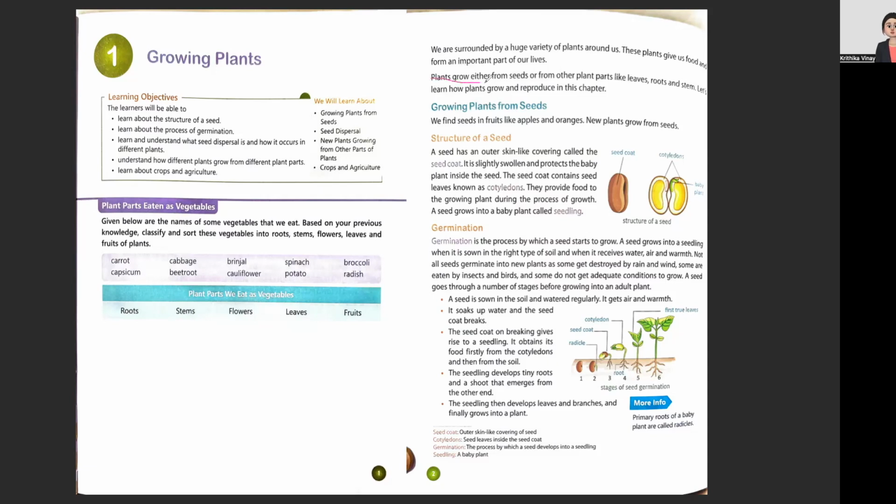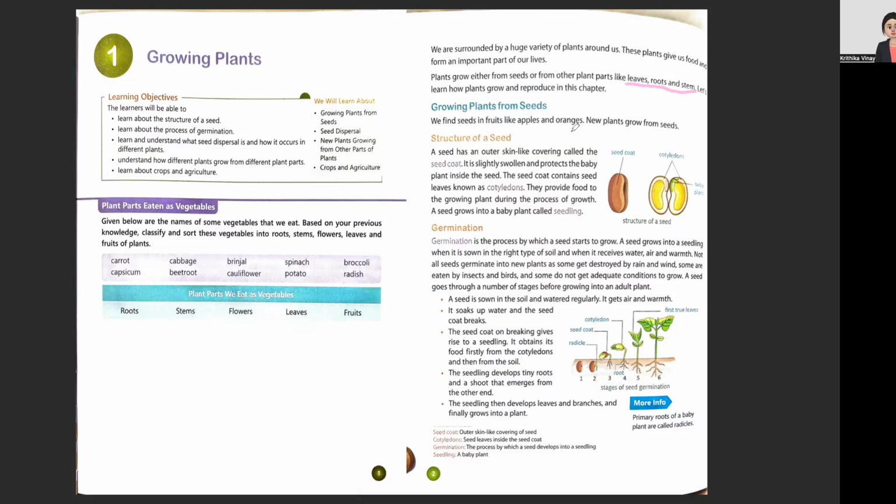Plants grow either from seeds or from other plant parts like leaves, roots and stems. Leaves, roots and stems. This is an important point. Let's learn how plants grow and reproduce in this chapter.